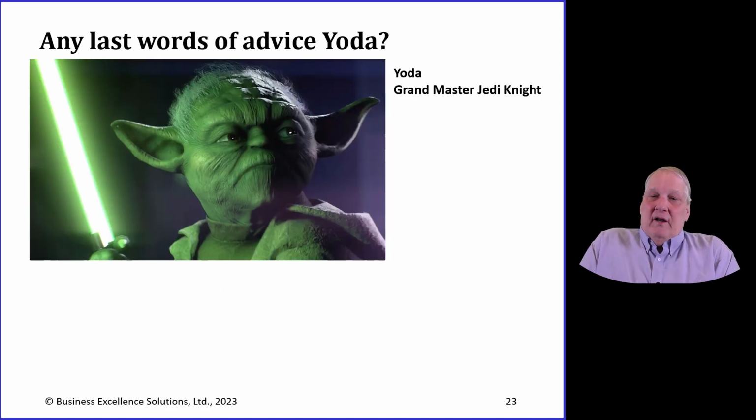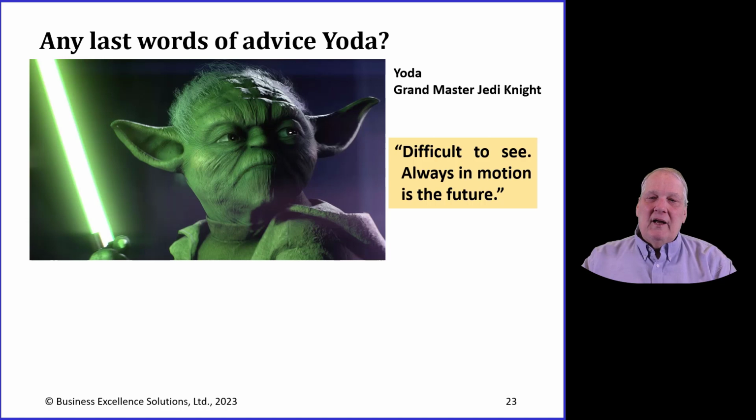So, are there any last words from our Grand Master Jedi Knight, Yoda? And he says, difficult to see, always in motion is the future. This is a problem that managers have, is that strategy is always susceptible to dynamic change. And how will we get ourselves prepared for that future? We have to have improvement. We have to have change management because the future is always going to be different than what we think it is, and there will always be surprises along the way.